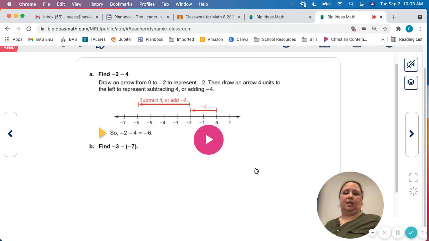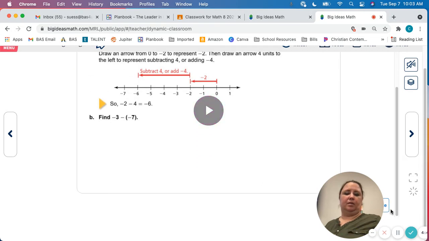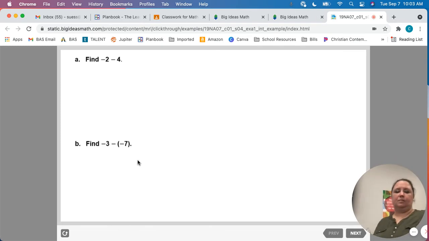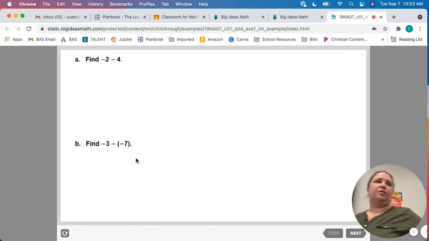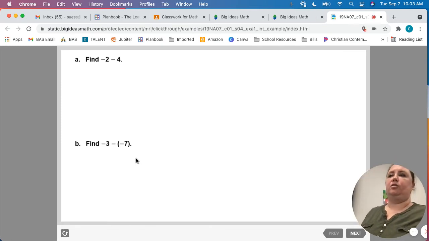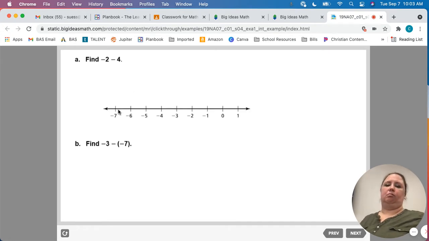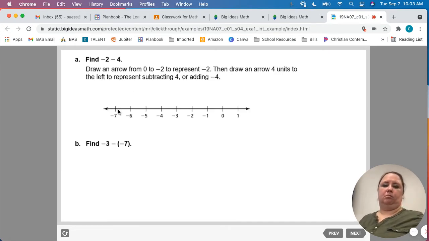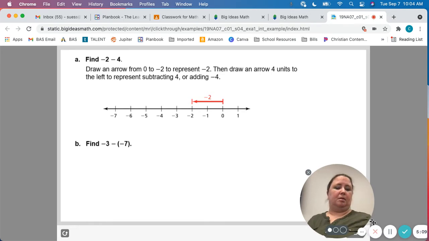All right, so now let's do one of your examples. You're going to put this in your journals. We're going to find negative 2 minus 4. Write this down in your journals. Okay, if I were to draw a number line, where am I starting? At -2. So I go from 0 to -2. Okay? Just a second, let me pause.